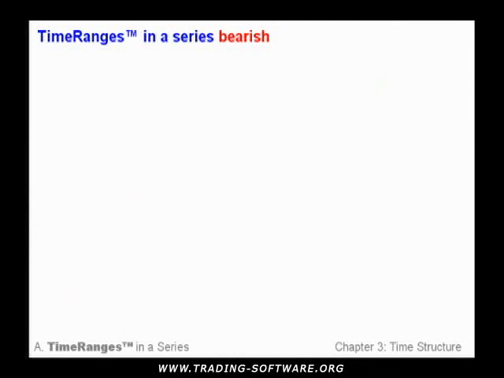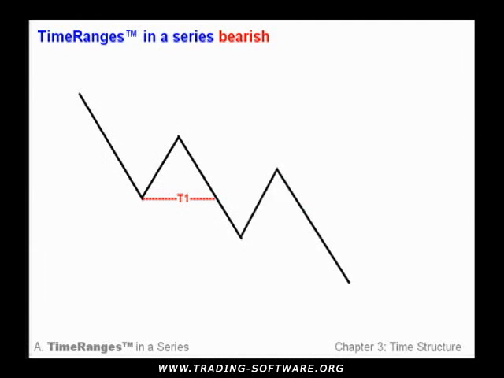Let's look at a bearish scenario. There's your first dominant measured move, and we look at the first time range, and we can pre-calculate that while waiting for the second time range to form. And there's your second time range from there to there.